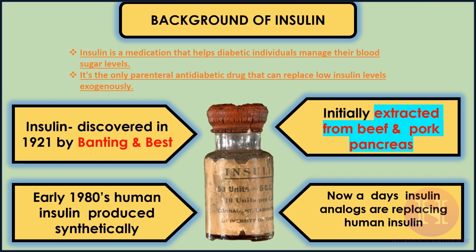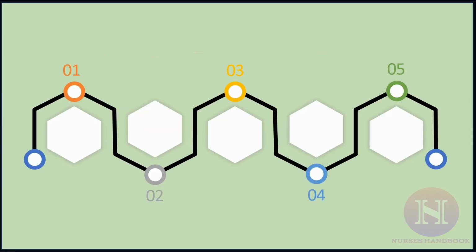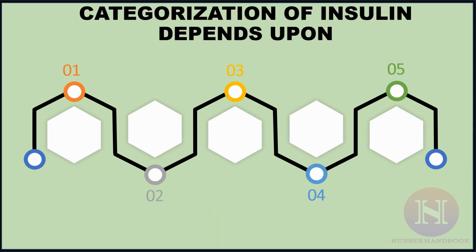So what are analogs? Analogs means similar to something else. So insulin analogs are designed to mimic the body's natural pattern of insulin release. Now let us see on what parameters the insulin is being categorized.